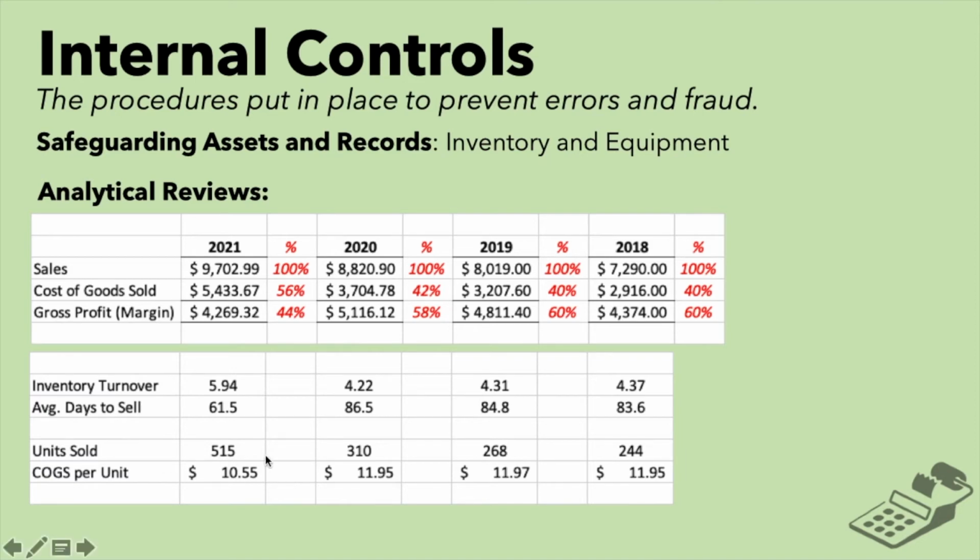And then looking at the cost per unit. Well, the cost per unit for the first 3 years was hovering around $11.95. But in 2021, the cost per unit dropped to $10.55. Now, if we're not aware of anything that should be changing with regard to the cost per unit of our items, then we should probably investigate this. So analytical reviews are very important.